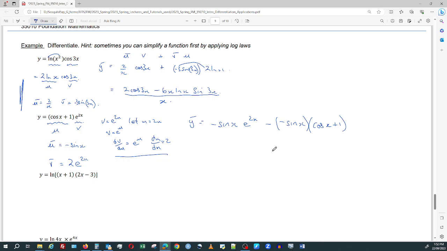Just interesting. Okay, so we can tidy this up, bring the e to the 2x over that side, actually, because this is a positive now, isn't it? Minus times minus is a plus. So this is sine x cos x plus 1 plus sine x e to the 2x. So you can check that with technology, that's no problem. Okay, no problem at all.